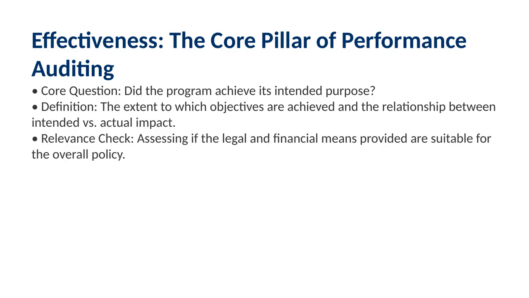Now, let's dive into the core pillars of performance auditing. We've already touched upon efficiency, but now we need to focus on a critical concept: effectiveness. When we talk about effectiveness in a performance audit, we are essentially asking, did the program actually do what it was supposed to do? It is the measure of the extent to which objectives are achieved and the relationship between the intended impact and the actual impact of an activity.